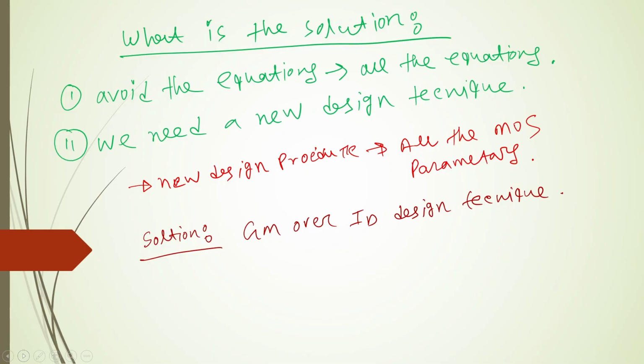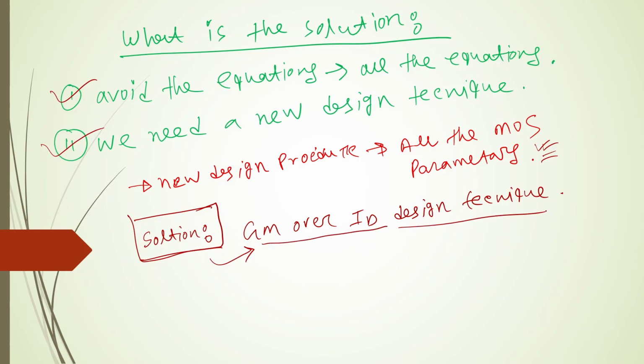So the solution is we need to avoid all the equations. We need a new design technique, which includes all the MOSFET parameters in my calculations. The solution is a new design technique called the gm over ID technique. In the next video, I will explain what the gm over ID is.